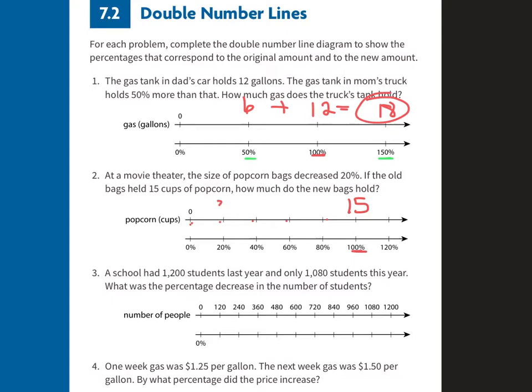That means each line is 3. 3, 6, 9, 12, 15, 18. Okay? Decrease by 20%. That means we're going to go down 20 or subtract 20. So 100 minus 20 is 80%. So the new bags hold 12 cups of popcorn. Taking that popcorn away from us.